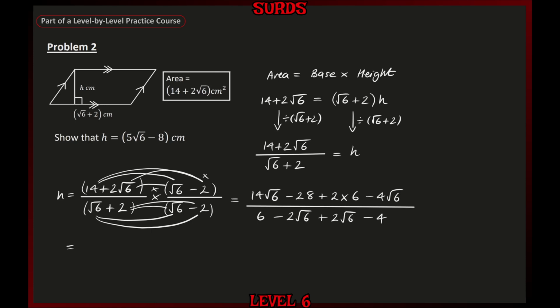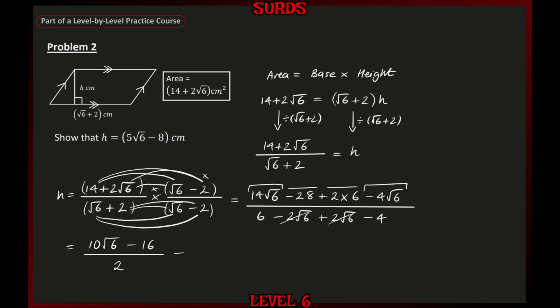So simplifying further and looking at the numerator, we have 14 root 6 minus 4 root 6, which gives us 10 root 6, because 14 minus 4 is 10. We also have minus 28 plus 2 times 6. Now 2 times 6 is 12, and minus 28 plus 12 is minus 16. In our denominator, as expected, when we rationalise, the minus 2 root 6 and the plus 2 root 6 cancel out, so we have no surds left, and we have 6 minus 4, which is 2.